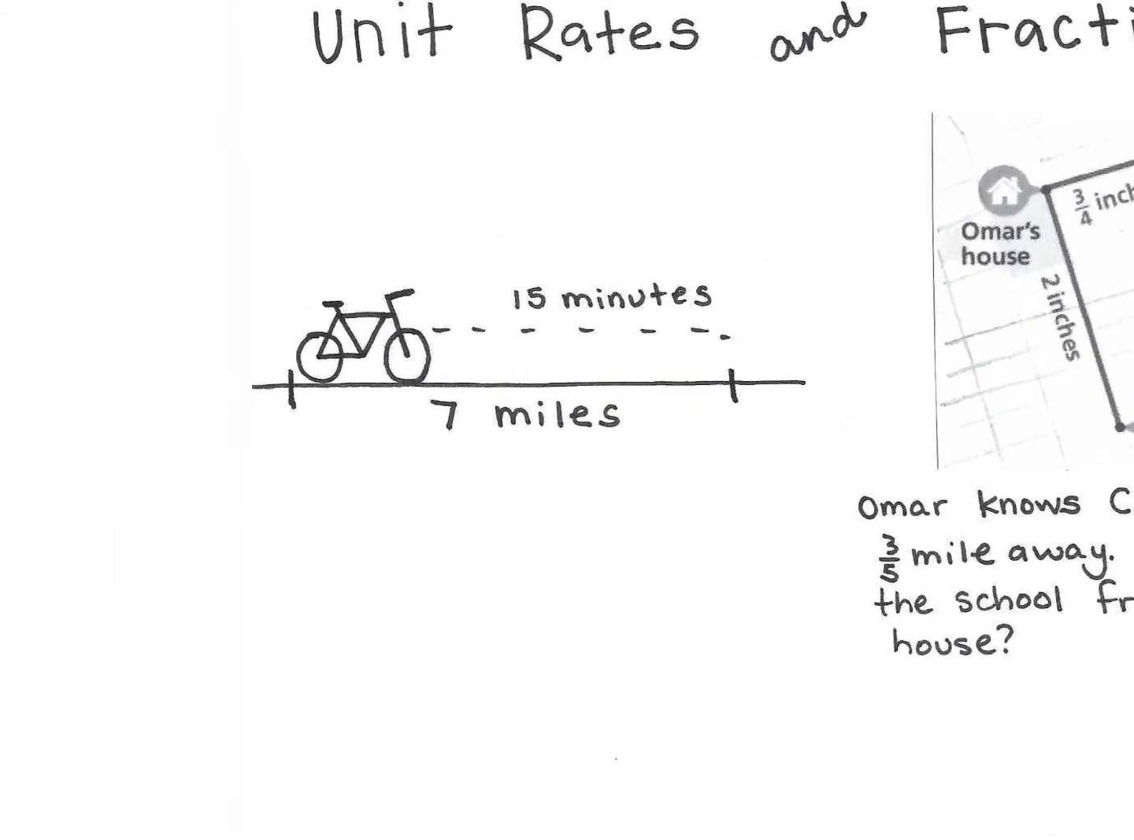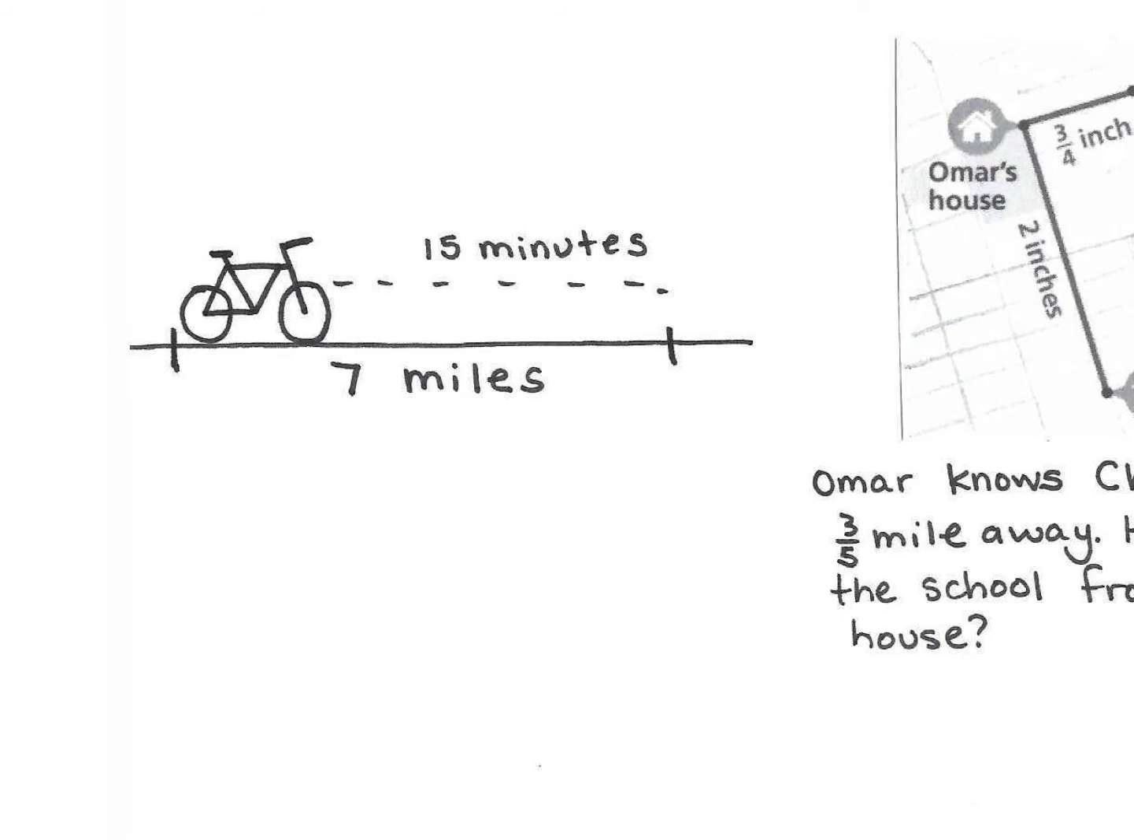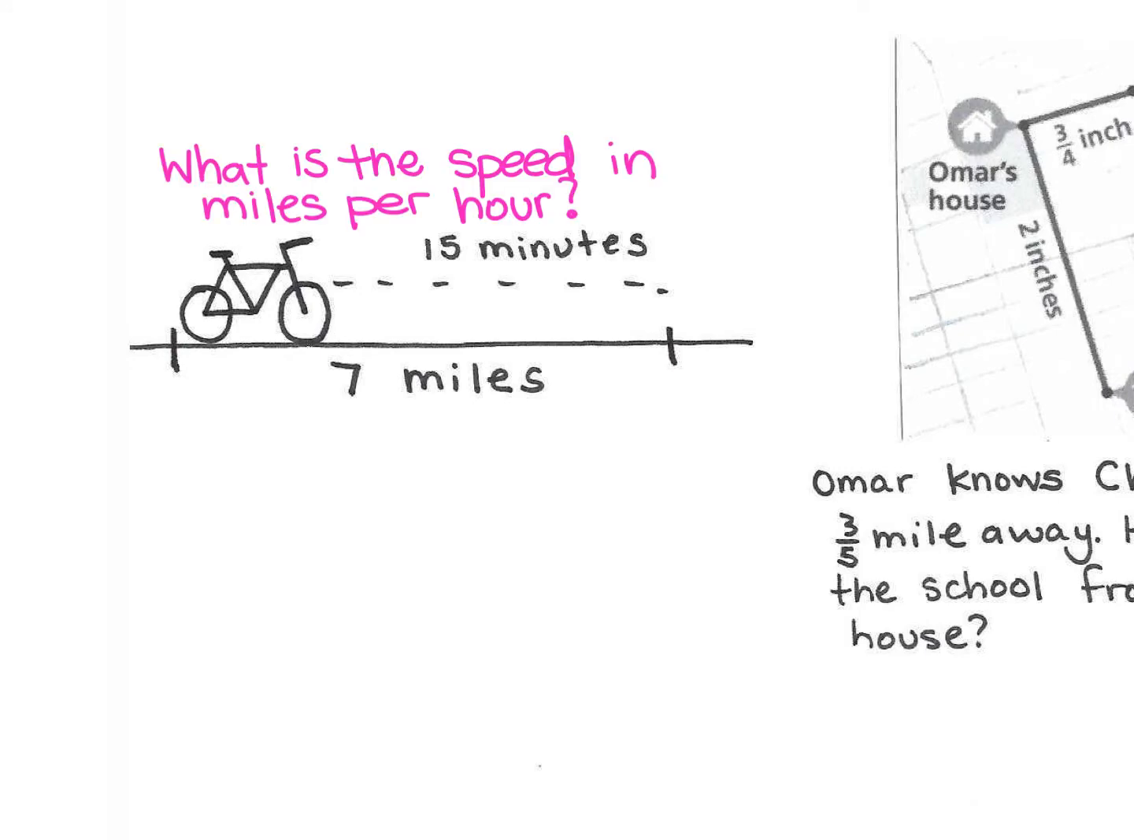Okay, let's start with this scenario right here. I don't even know if this is realistic, but we have a biker that's going 7 miles in 15 minutes. If the question was, what is the speed in miles per hour? This is where we would need to find a unit rate. One thing that I want you to make note of that's very important is be careful with time. Sometimes they'll try to mix hours and minutes, and you need to convert those before you start the problem.